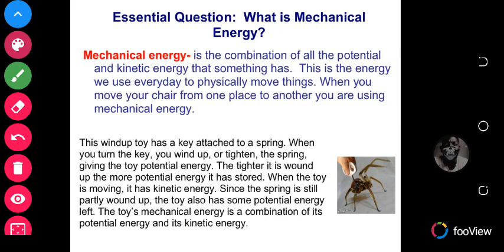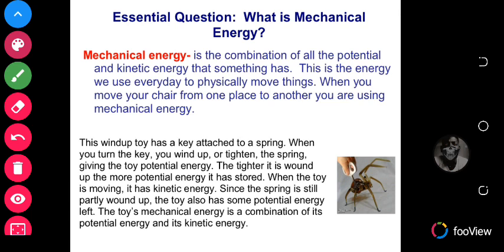Let's look at what mechanical energy is. Mechanical energy is a combination of all the potential and kinetic energy that something has. This is the energy we use every day to physically move things. When you move your chair from one place to another, you are using mechanical energy.